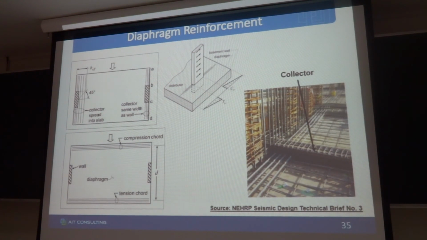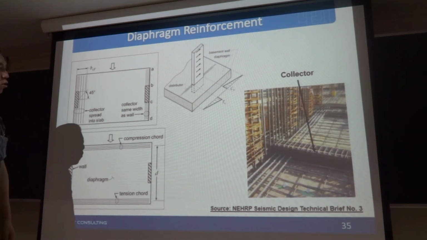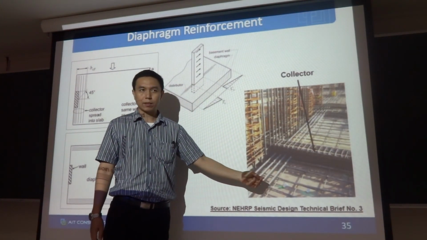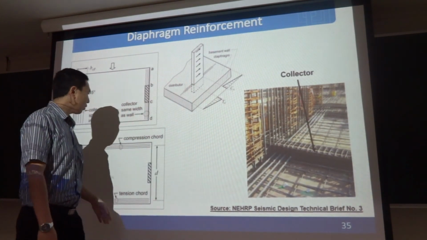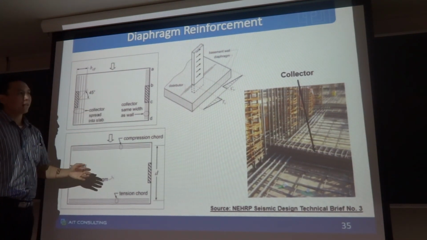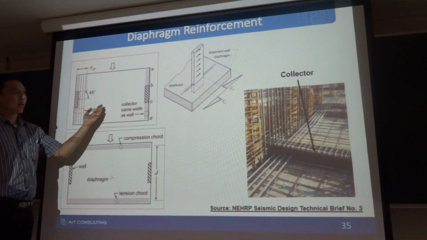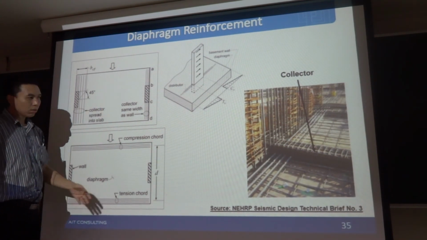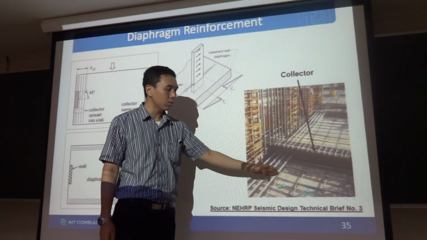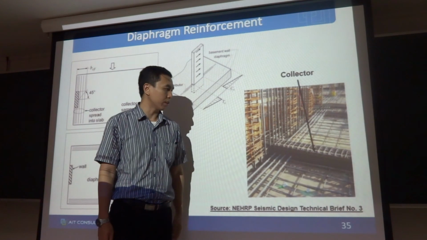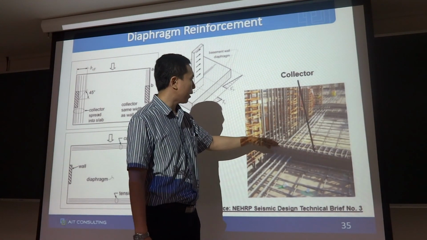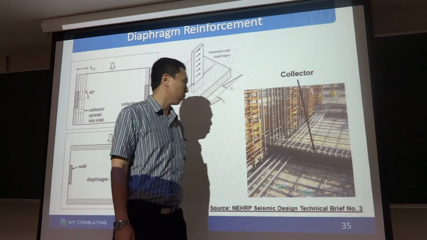For example, you provide reinforcement of 12 mm dia bars at 150 mm spacing, and then you calculate the reinforcement for the diaphragm. You need another 12 mm dia at 100 mm spacing. So you have to add that reinforcement in addition to the gravity load reinforcement. This is the collector reinforcement which is coming from the shear wall.